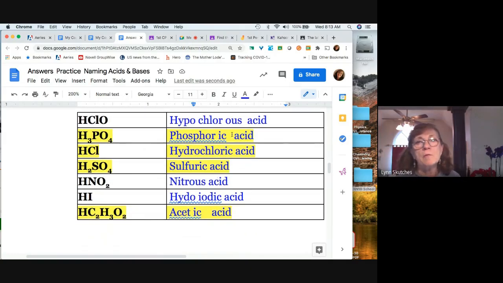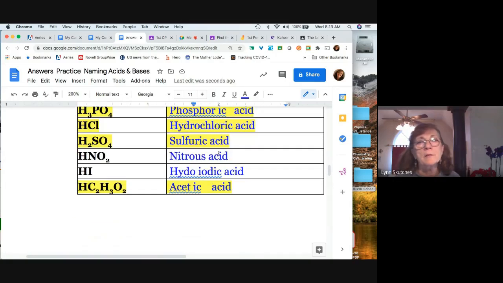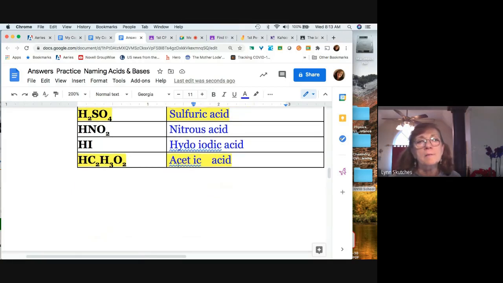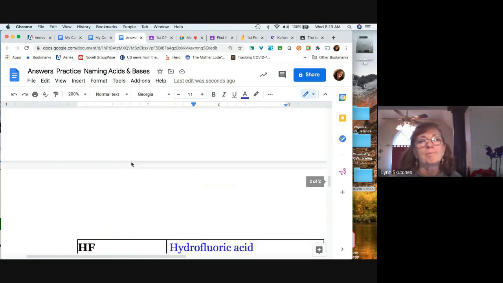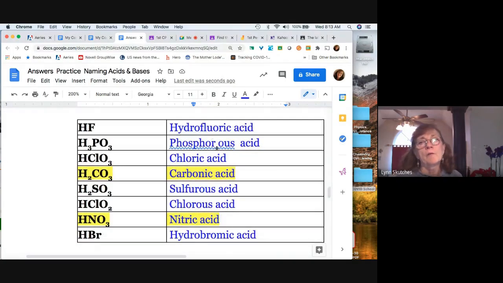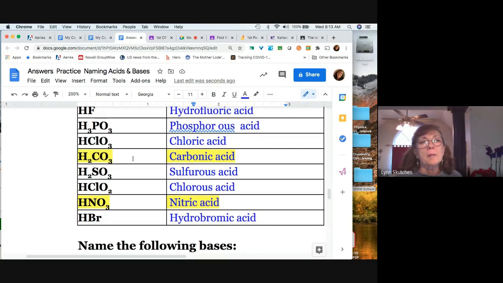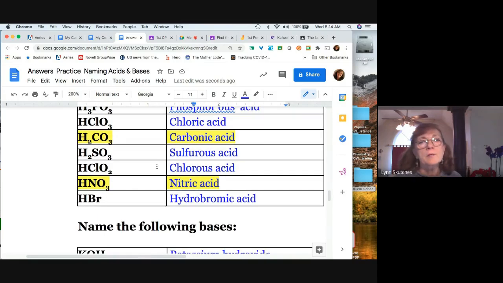Phosphoric acid, hydrochloric acid, sulfuric acid. Nitrous, because this is nitrite. Hydroiodic, acetic acid, is it acetate ion. Hydrofluoric, phosphorus, because that's phosphite. Chloric, because that's chlorate. Carbonic, because that's carbonate. This is sulfite, so it's sulfurous. Chlorus for chlorite. And then again, nitric acid, have to have 1 hydrogen because nitrate's a -1.